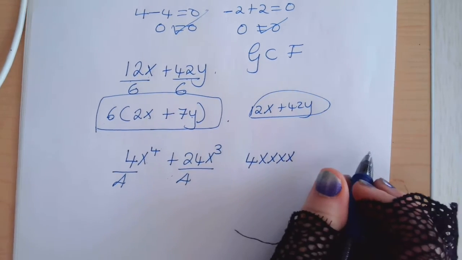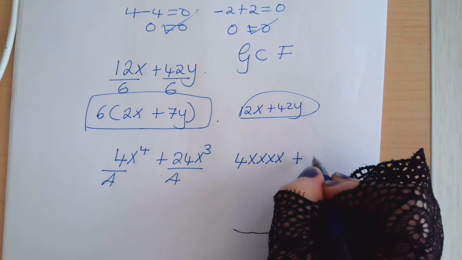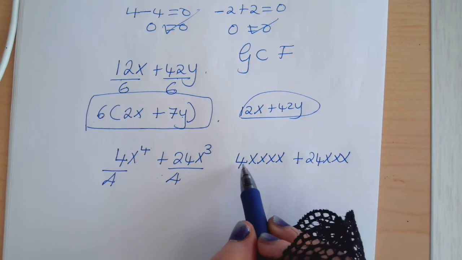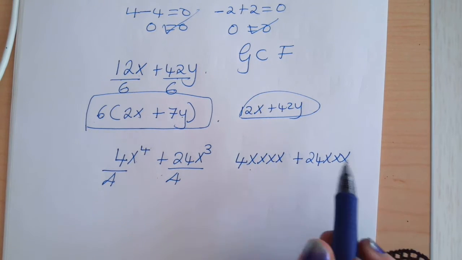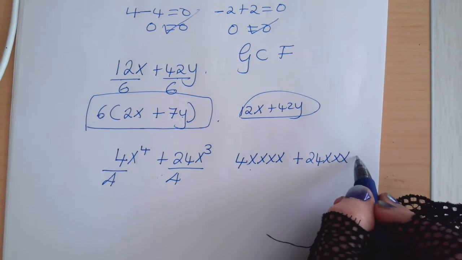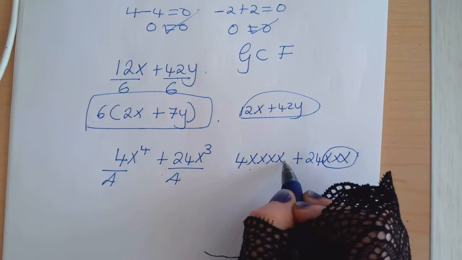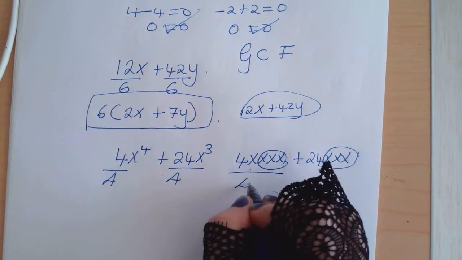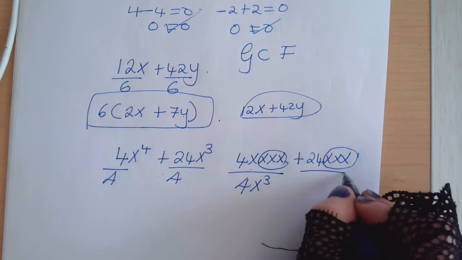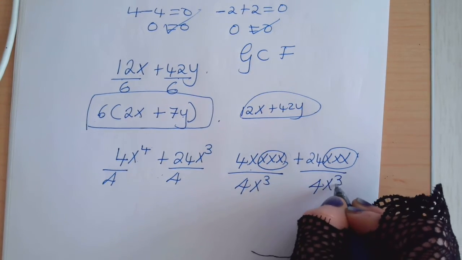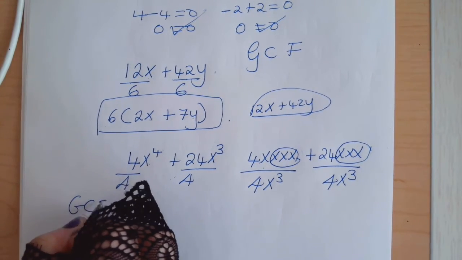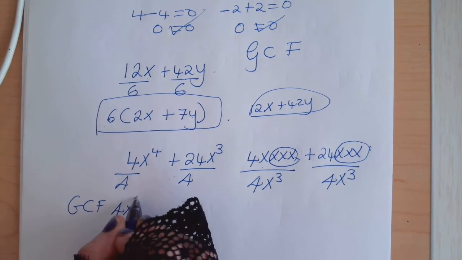I'm not going to do this all the time, but we've done exponents before, so I want you to see, okay? I can't take 4 x's out because I don't have 4 here, but I can take 3 of them and I would have 3 here. So 4x cubed is the greatest common factor. So the GCF for this one is 4x cubed.